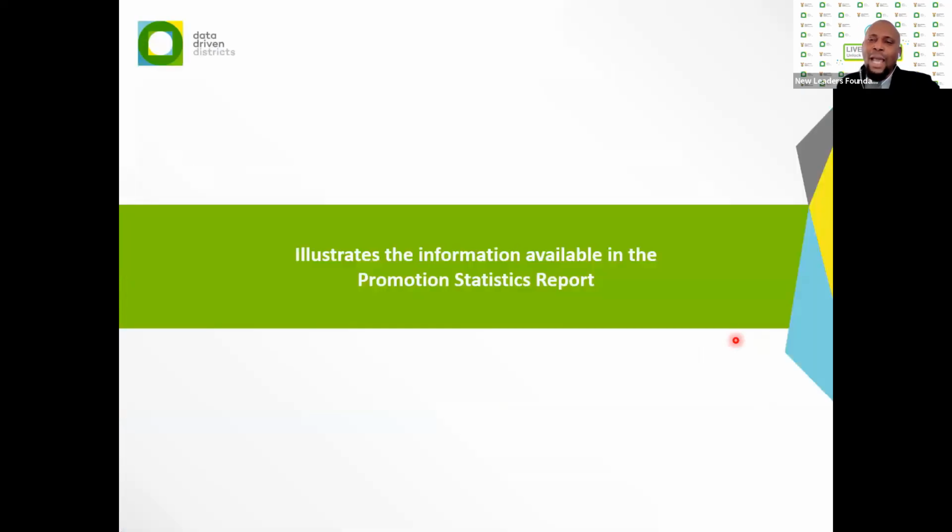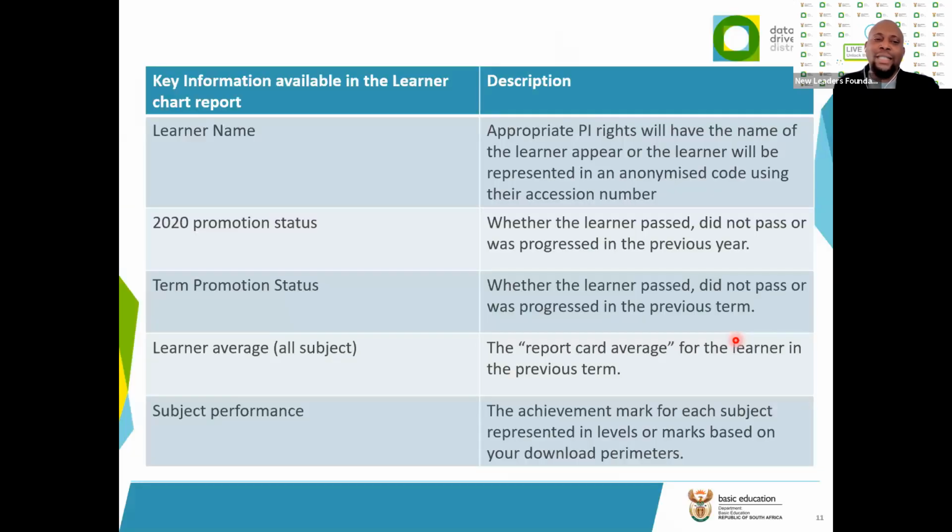But before we go to the report, let's look at a few of the terminologies of the tabs in the report we are going to engage in. Please note that what we have just put down is just a few of what is in the report. So we have the learner name, we have the 2020 promotion status, we have the 10 promotion status, we have the learner average, which includes all subjects, and we have the subject performance. So these are the descriptions that we have put to guide the understanding of this key information available on the learner chart, right? You'll go through them when you have the slide.